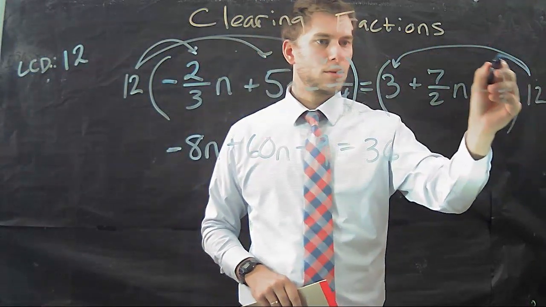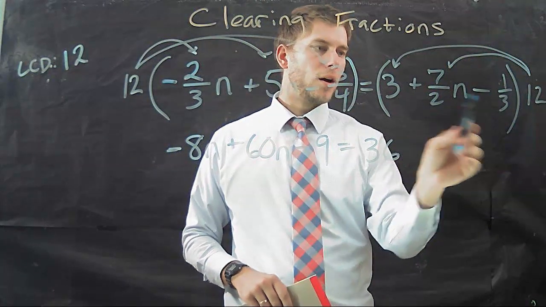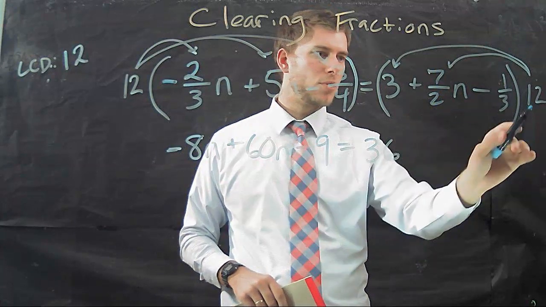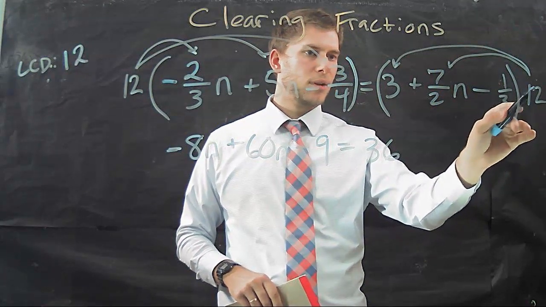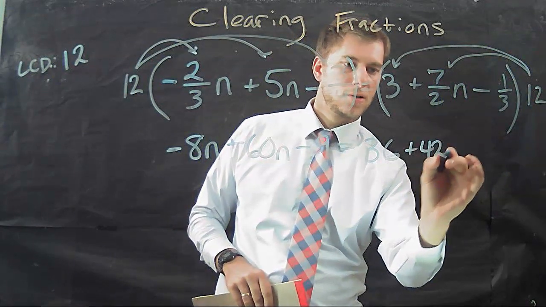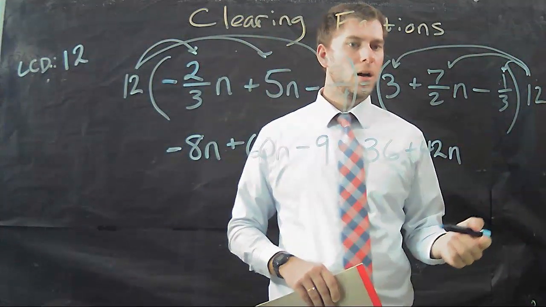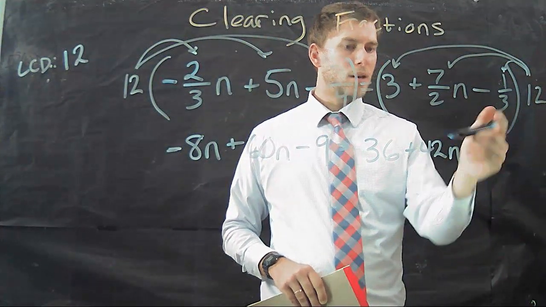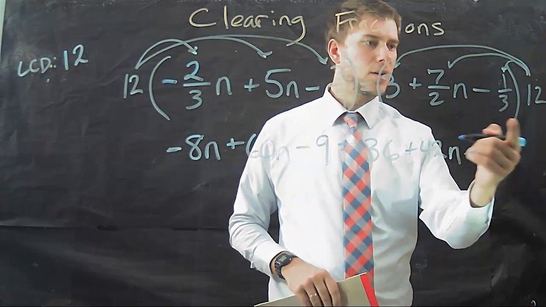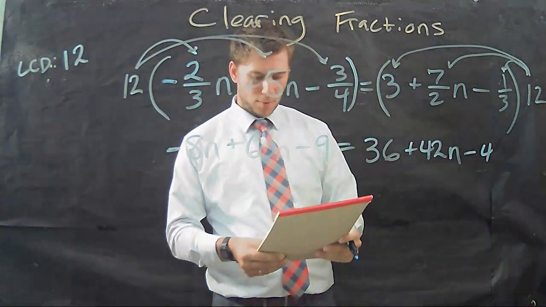Multiply 12 times 7 halves n. All right, so 7 over 2. Let's do that here. How many times does 2 go into 12? 6 times. And what is 6 times 7? It is 42. So we get 42n. And then this last one right here is a negative 1/3 times 12. So I know it's going to be a negative answer. 3 goes into 12 4 times. 4 times 1 is 4. All right, let's see here. We're looking good so far.